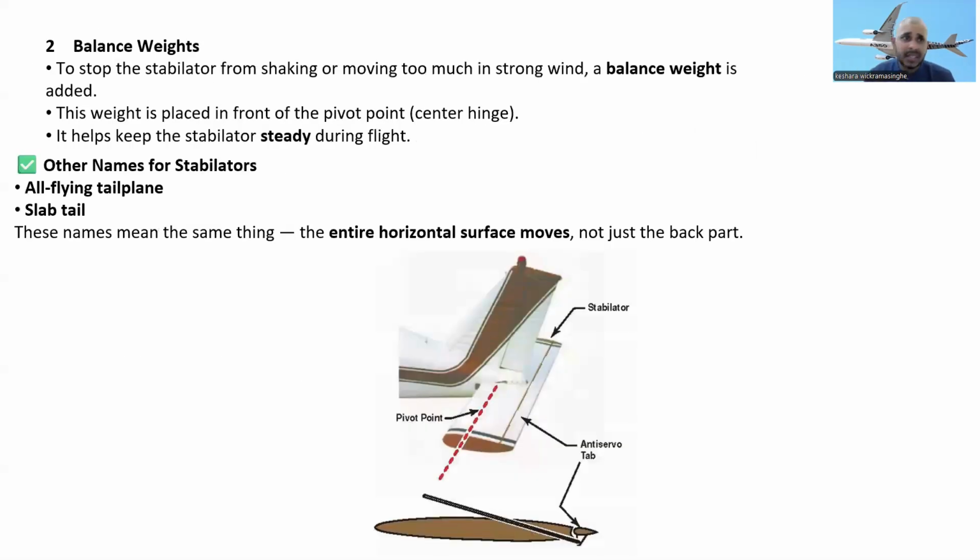Next, the balance weight, to stop the stabilator from shaking. To stop the stabilator from shaking or moving too much in strong wind, a balance weight is added. This weight is placed in front of the pivot point, the center hinge, and it helps keep the stabilator steady during flight. Other names for stabilators are all-flying tail, or slab tail. These names mean the same thing: the entire horizontal surface moves, not just the back part. You can see this is the stabilator, the whole area is moving.